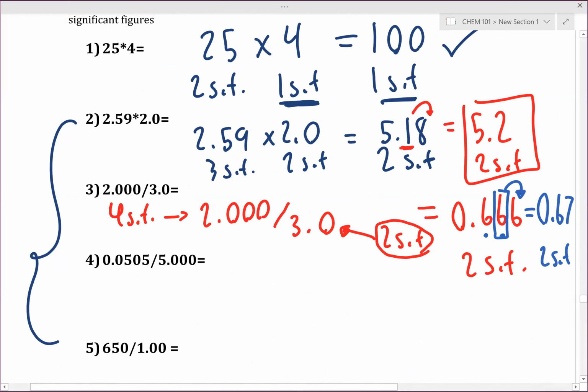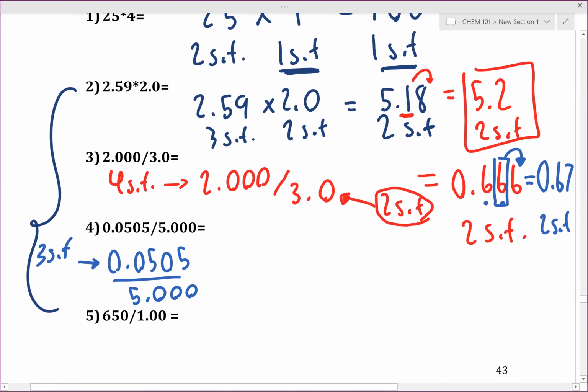There we go. Does that make sense to everyone? Okay, let's keep going. We have 0.0505, and we're dividing by 5.000. So looking at this top number, how many significant figures does this top number have? 3. Has 3 sig figs. Because remember, these leading zeros are not significant. What about the bottom number of 5.000? How many sig figs does the bottom number have? 4. Exactly.